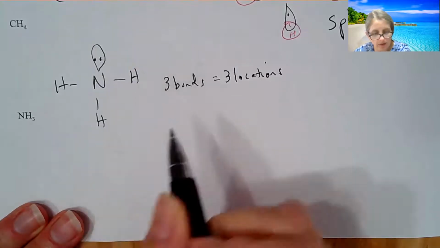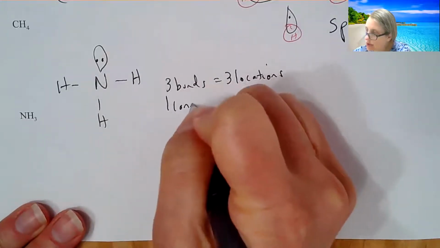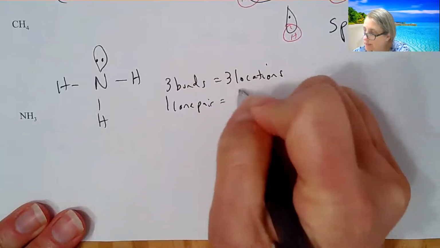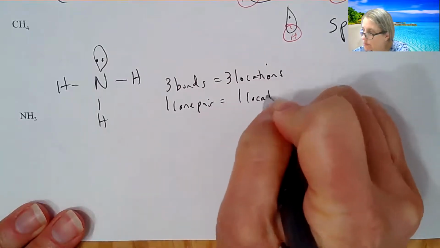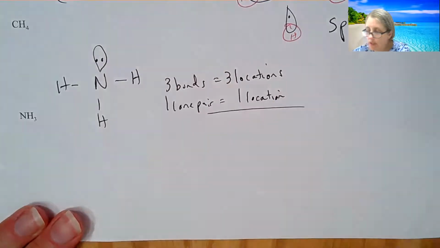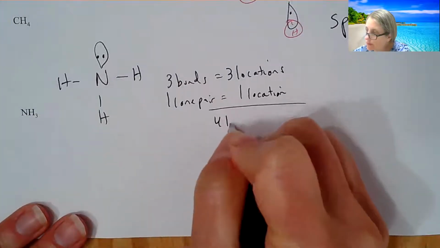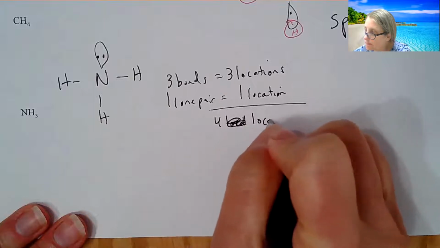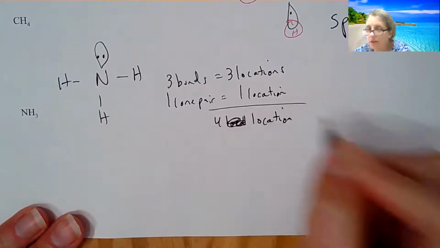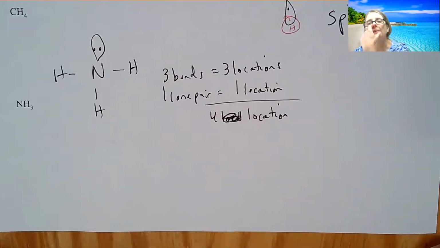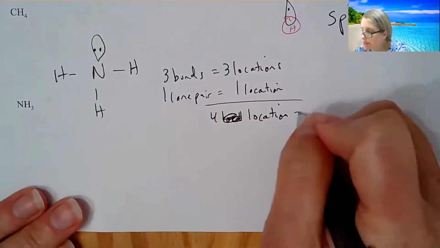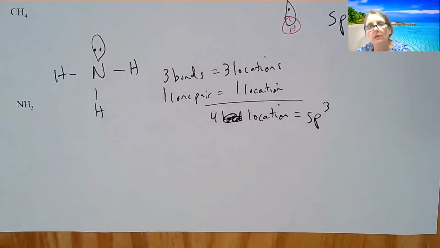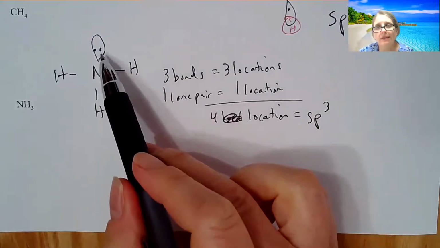But you also have the lone pairs. So you've got 1 lone pair on that central atom. That is also a location. So if that's the case, I have 4 locations around that central atom. 4 is always going to mean sp3. So I have to have a place for those electrons to live.